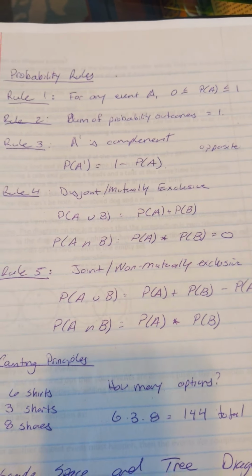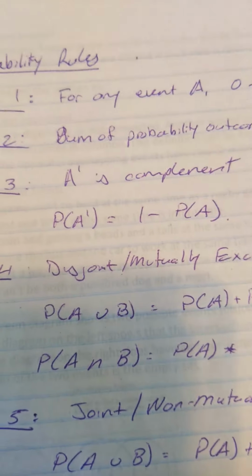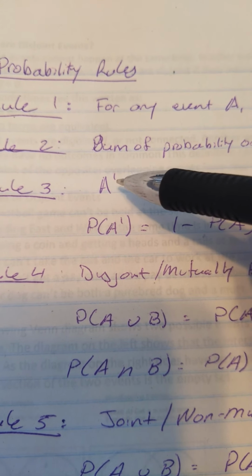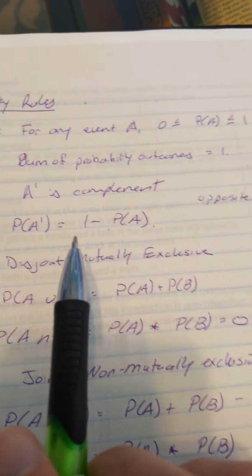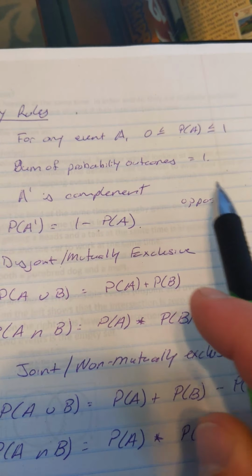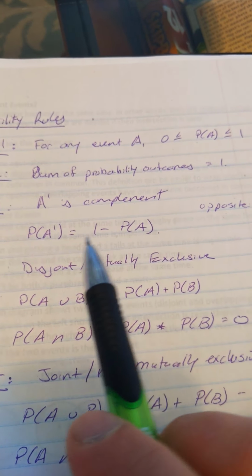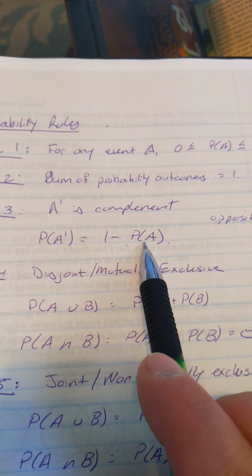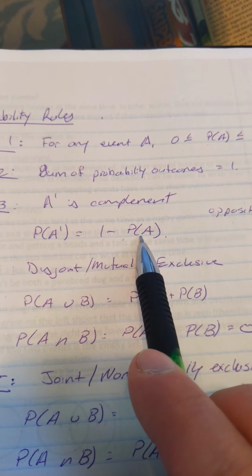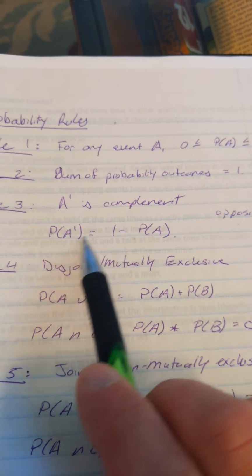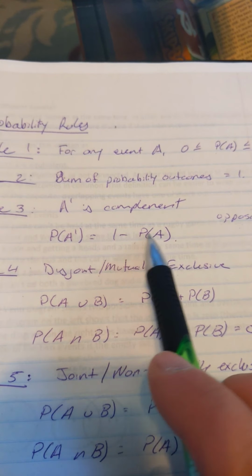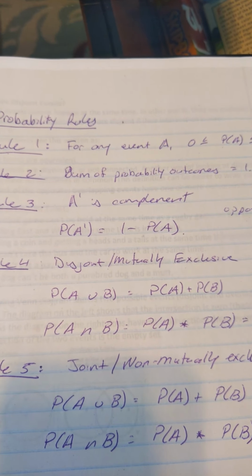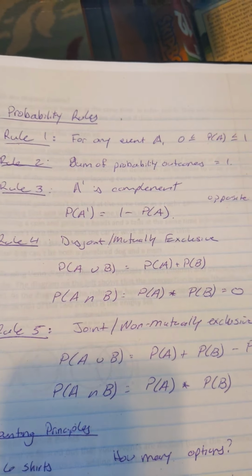Rule 3, A's complement. That's a little A with an apostrophe mark right there. That's what we call a complement, or we also call it A prime. In a sense, it is the opposite. It's 1 minus the probability of event A. So if the probability of event A is rolling a 1 on a dice, which is 1/6, the complement would be everything else, which is 5/6. 1 minus 1/6 is 5/6. So that's what a complement, or prime, is. It's what's left over, in a sense.